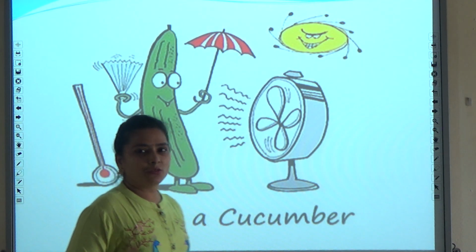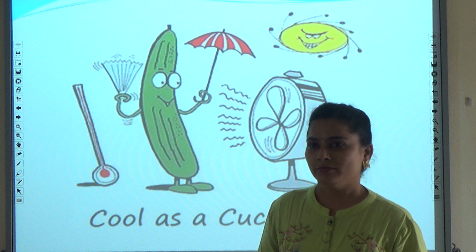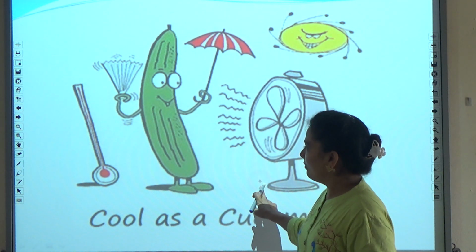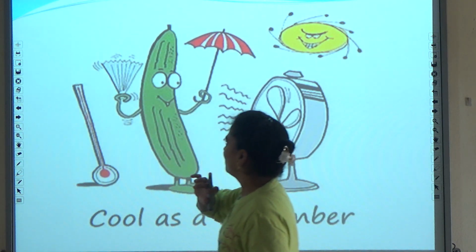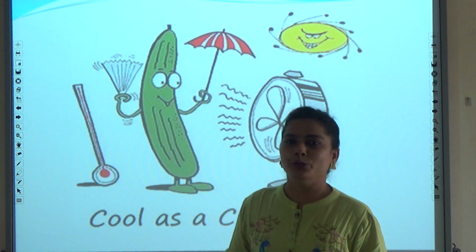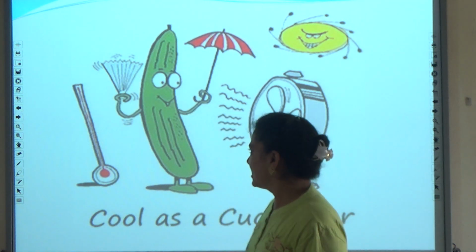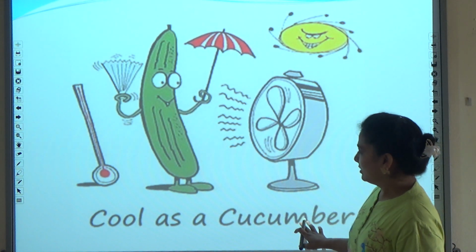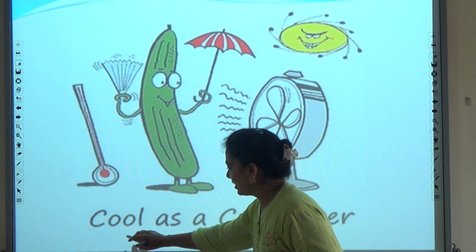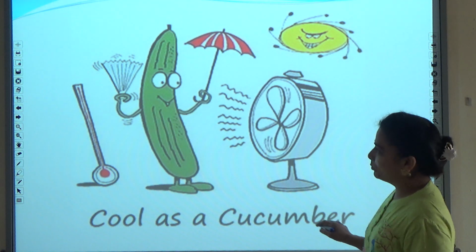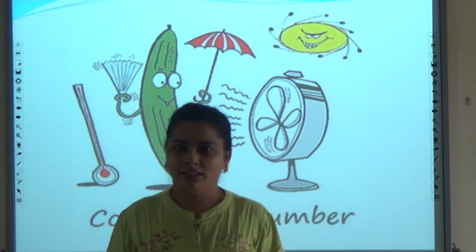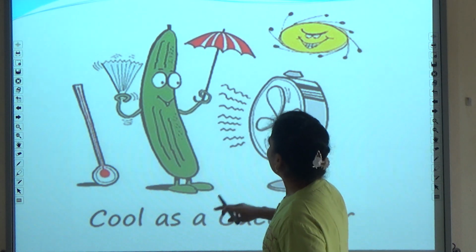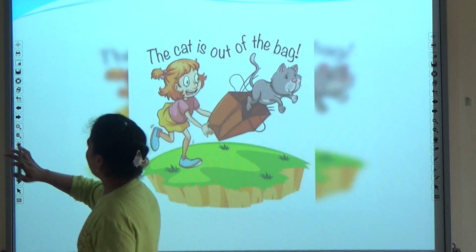Okay students, what you can see in this picture? I will give you 1 minute to think about, and then I will introduce today's topic. What you can see in this picture, and here one quote is also written, cool as a cucumber. So what exactly it is? Okay, let's go to the next slide.